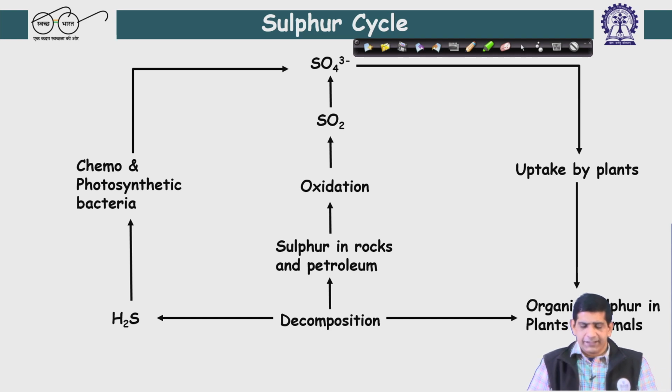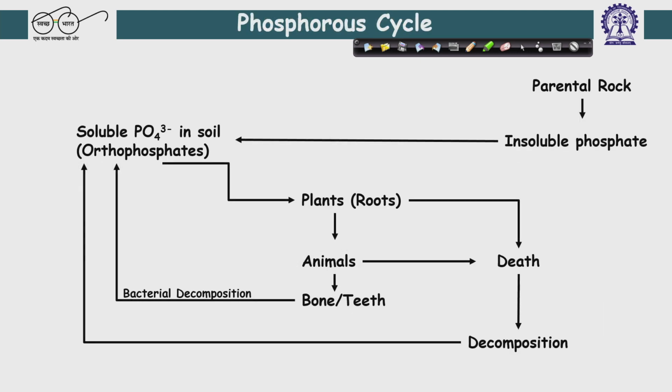Sulfur cycle, again sulfate, we have uptake by plants. Organic sulfur in plants and animals, when you have decomposition of organic matter, that also produces sulfur. Decomposition raises H2S gas as well. H2S gas can be taken by chemosynthetic and photosynthetic bacteria and produces sulfate again. Decomposition of sulfur in rocks and petroleum, the oxidation makes it SO2, then from SO2 again you can have sulfate. So, this is your entire sulfur cycle, which most of you are kind of aware of.